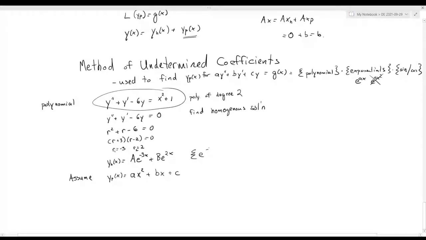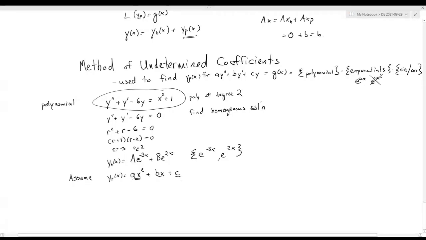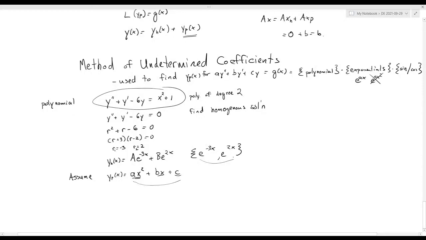Now, let me write down the fundamental solution set. Now, notice that every term, and I mean every term, in the particular solution is linearly independent from anything in the fundamental solution set. That's key. So if that's the case, we're good to go. And I'll show you what to do when it's not the case in the next example. So every term in the particular solution is independent from anything in the fundamental solution set. A simple way to think of that is that they're unlike terms. You can't combine anything in the particular solution with something in the fundamental solution set.